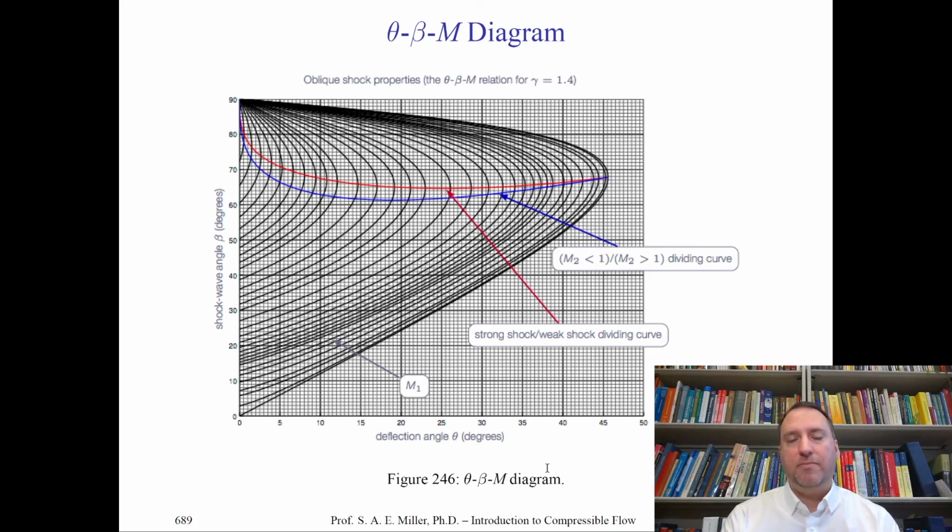So M in the theta-beta-Mach number relation remembers M1. That's the Mach number of the incoming flow, not the normal or tangential components, of course. And this is only for gamma 1.4. We'd, of course, have to have a different graph for each particular gamma.